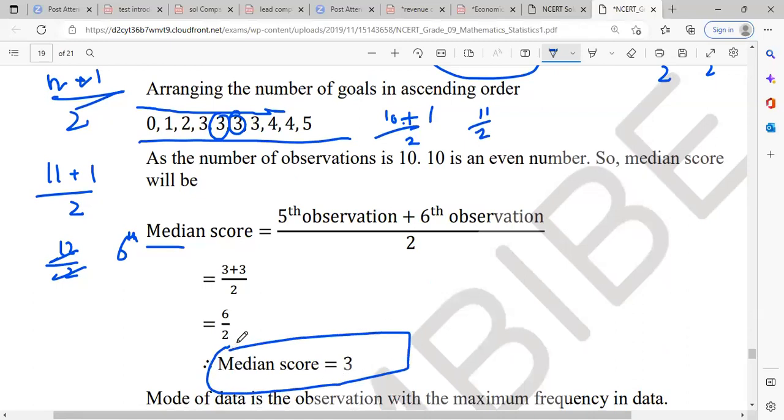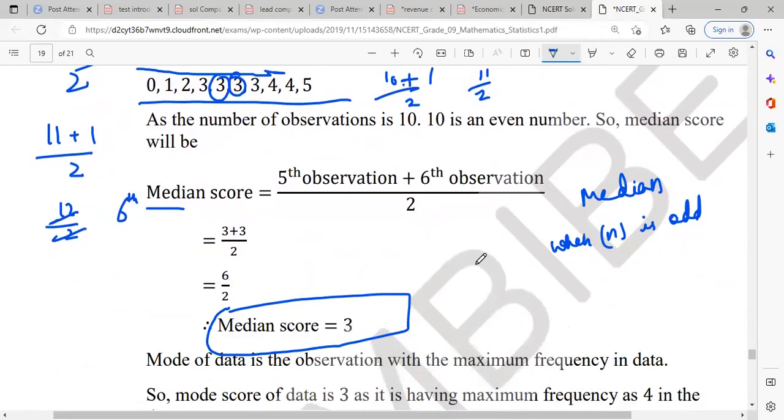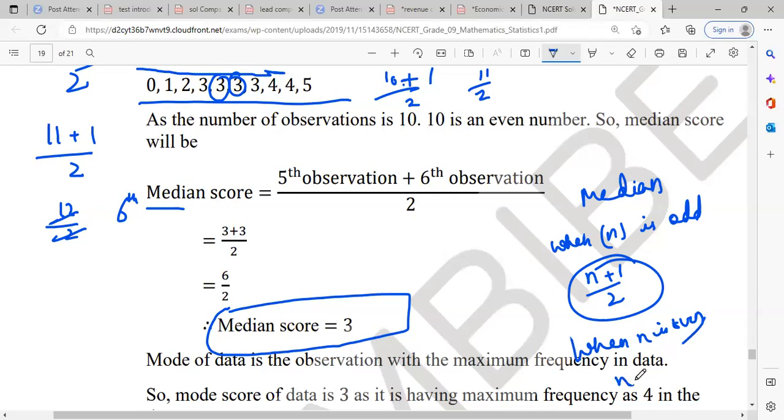Got it? So now what you are going to write: give the heading median. After that, write when n is odd, the formula will be n plus 1 divided by 2. Then when n is even, n plus 1 upon 2, that is, the dash plus dash divided by 2.